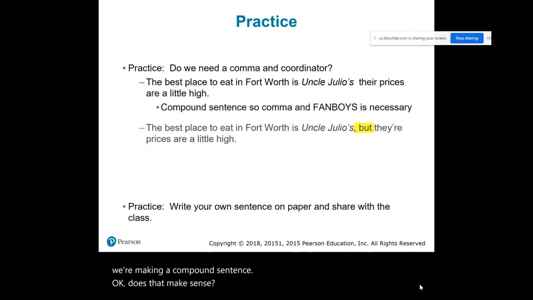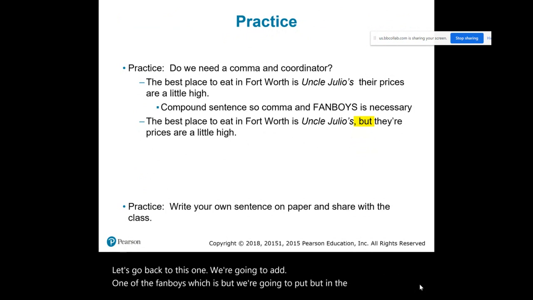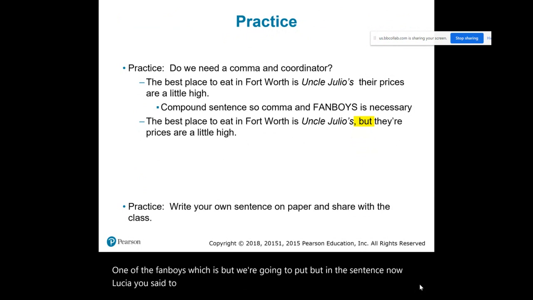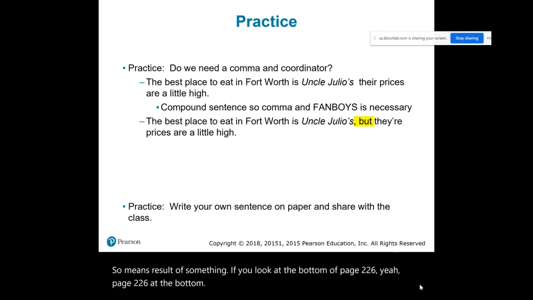Okay, so let's go back to this one. We're going to add one of the fanboys, which is but. We're going to put but in the sentence. Now, Lucia, you said to use so, but the problem is so means a result. So means result of something. If you look at the bottom of page 226, it tells you the meaning of each of our fanboys words.